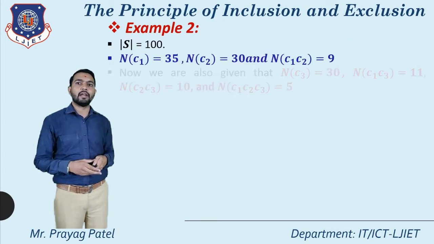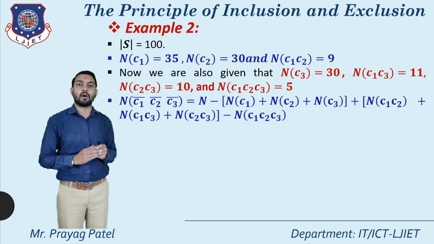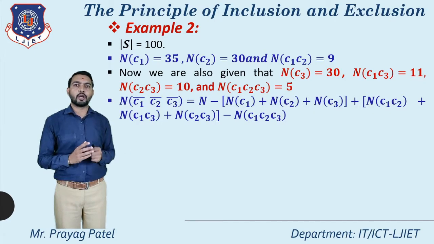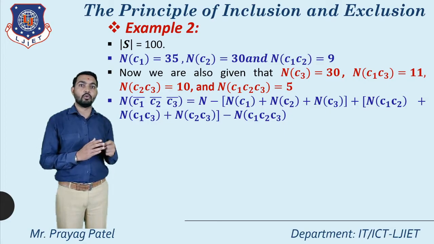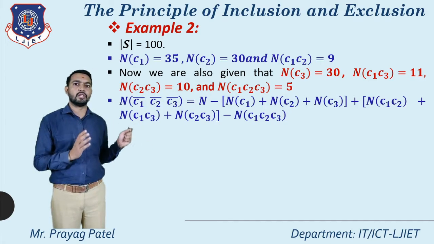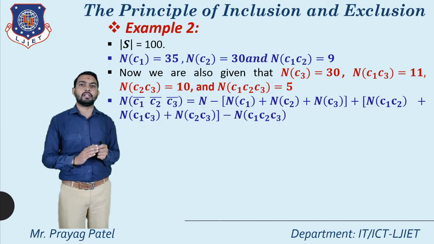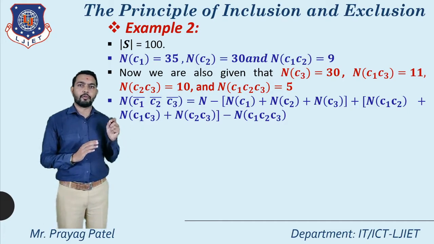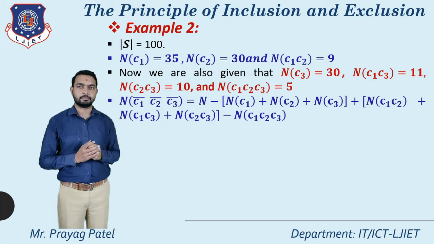Now we already have the values of C1, C2, and NC1 C2 is already available. Now what is NC3? The number of students enrolled in fundamentals of computer programming is NC3 equal to 30. Also NC1 C3 equal to 11, NC2 C3 equal to 10, NC1 C2 C3 equal to 5. These are all the values already given. So NC1 C2 C3 means 5 students are enrolled in all 3 programs C1, C2 and C3.